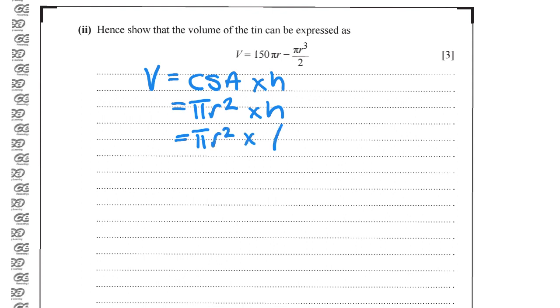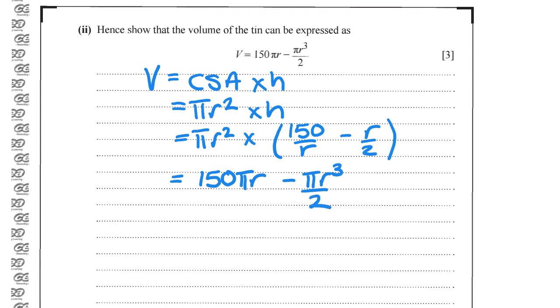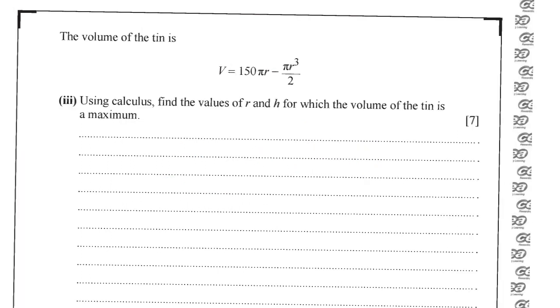And for us, I got that height was 150 over r minus r over 2. So if we expand the brackets, that gives me 150 pi r squared over r, which cancels to give r, minus pi r cubed over 2. Remember, even if you weren't able to do parts 1 and 2, you can do part 3.